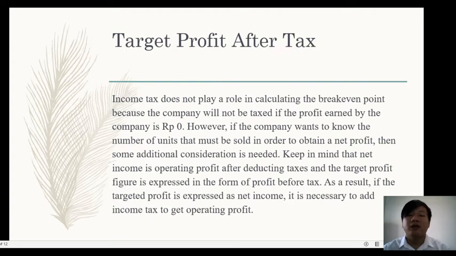Income tax does not play a role in calculating the break-even point because the company will not be taxed if the profit earned by the company is zero. However, if the company wants to know the number of units that must be sold in order to obtain a net profit, then some additional consideration is needed. Keep in mind that net income is operating profit after deducting tax, and the target profit figure is expressed in the form of profit before tax. As a result, if the targeted profit is expressed as net income, it is necessary to add income tax to get operating profit.